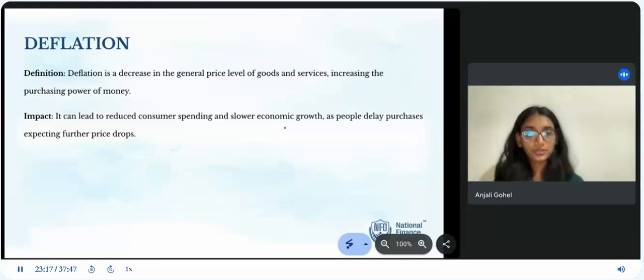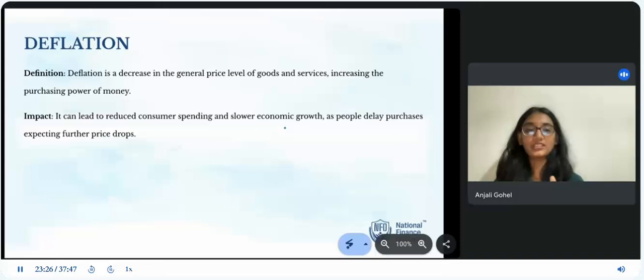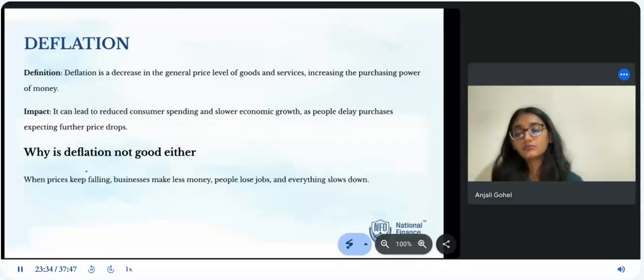Okay, from 100 it's come to 75. Let's wait for some time. It will come to 50 also. When it will come to 50, then I will spend. Okay, so we delay our purchases. So what happens when we are delaying our purchases? The economic growth will be less because we are not spending our money, right? So again, deflation is also not good, right?